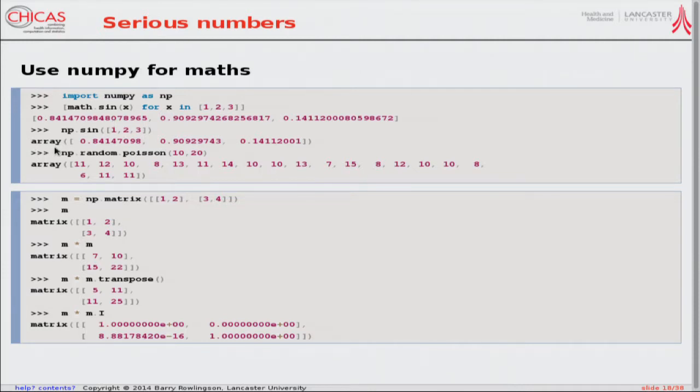So NumPy has these array classes for storing one-dimensional and two-dimensional data. And you also get some statistics functions, so I can generate 20 random numbers with mean 10, or is that 10 random numbers with mean 20? No, it's 20 with mean 10 in an array like that.